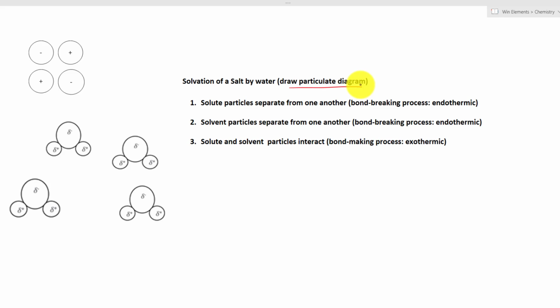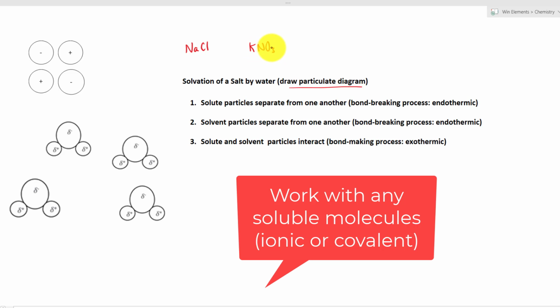We already know that for any salt, we're not talking about just sodium chloride. We're talking about any salt, basically combined by an alternating negative and positive, negative and positive. We're talking about sodium chloride, or we can talk about potassium nitrate. All of those salts, when we put them in water, get dissolved through the process called solvation. So it breaks down into 3 steps.